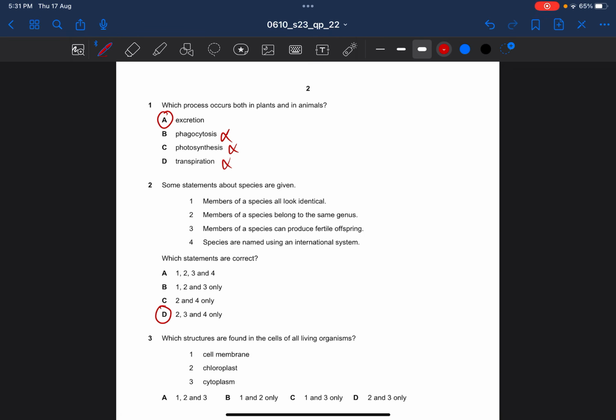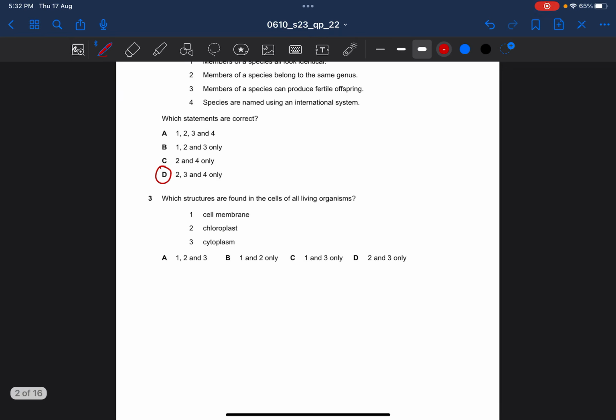Why is 1 not acceptable? Because a species could be anything, so different species with the same genus will look different. Okay, so there's some sort of genetic variation between them. That's why members of a species do not look identical.